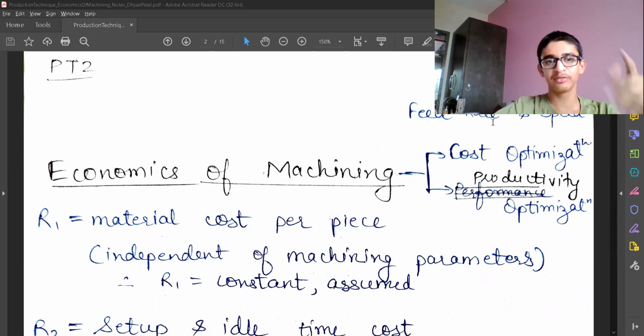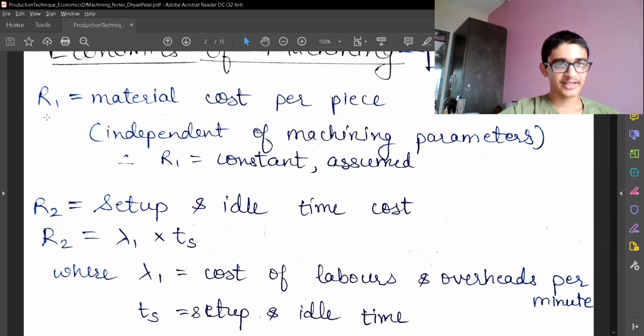Cutting speed is related to the speed of the spindle rotation. So I'll get the answers of my optimization in terms of feed rate and cutting speed. So we'll optimize for these two parameters. And so let's start with R1.